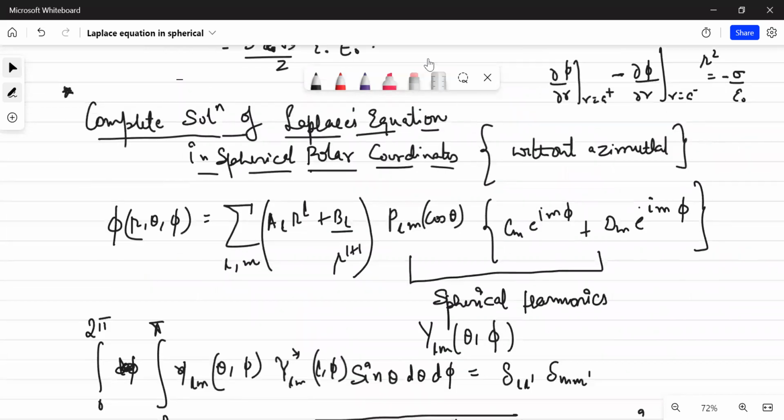So we were discussing what would be the complete solution for Laplace's equation in spherical polar coordinates, and it was the case without the azimuthal symmetry.